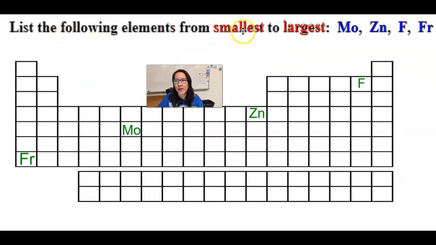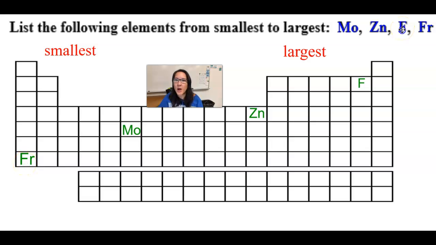Let's list the following elements from smallest to largest. Here are our 4 elements, and they are on the periodic table down below. So we're going to go from the smallest to the largest. We said at the top right here is where the smallest element is, and of course francium at the bottom left corner is the largest element.